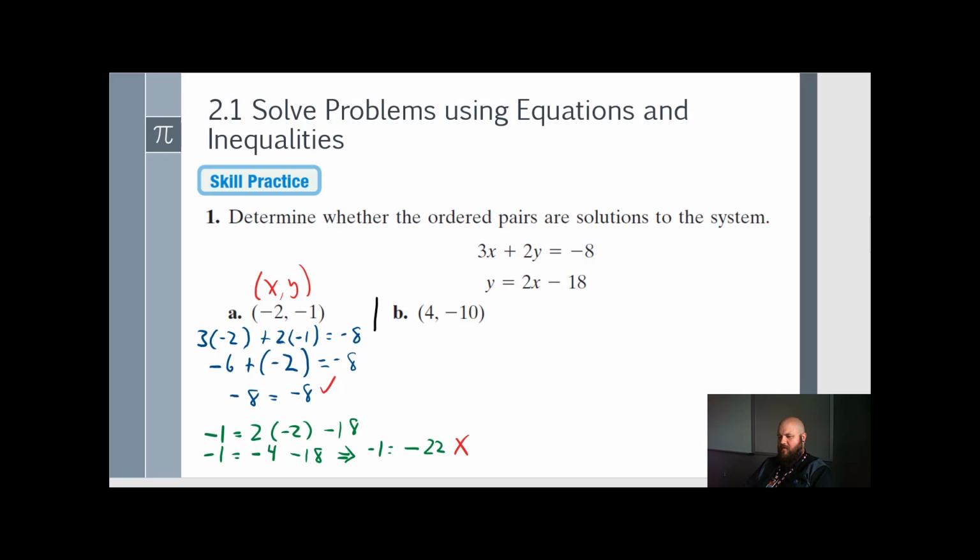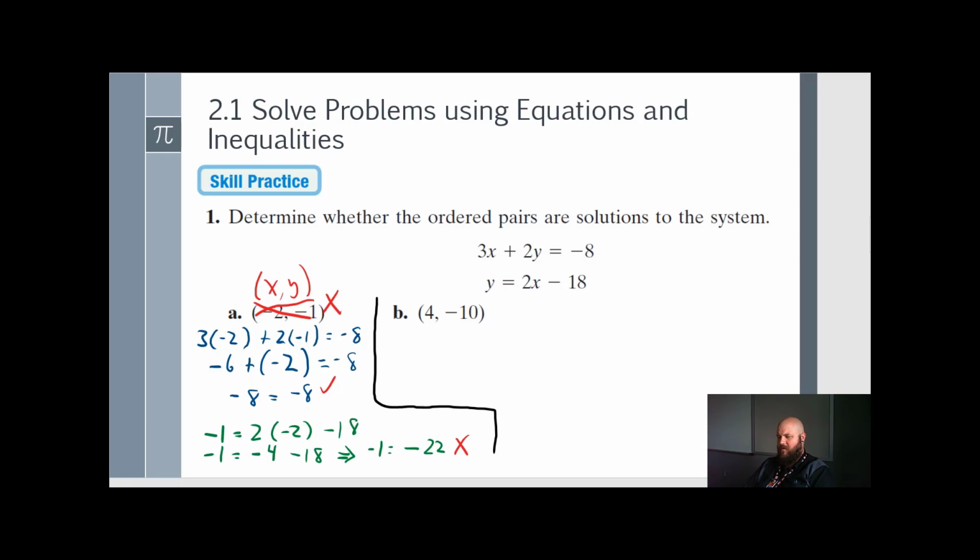So negative 2 and negative 1, that point value is not a point. Put a big X over it. Not a point that works for both equations. Okay? So now let's do this again for the next one.